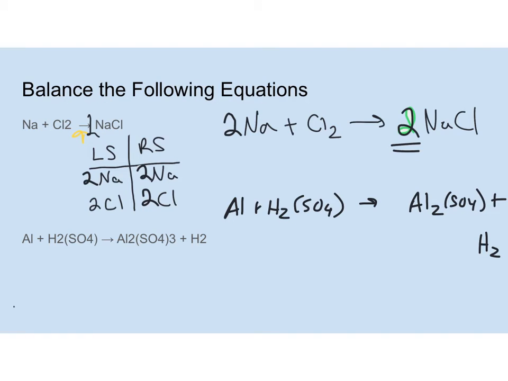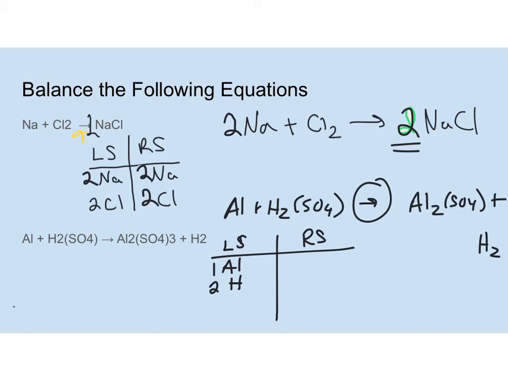Okay. Now, we want to try and balance this. We're going to do the same kind of thing. We're going to do left side and right side. So I take a look at my arrow, and everything on the left side, I've got one aluminum, I've got two hydrogens, and this is what I mean by keeping the polyatomics together. I'm going to keep this whole thing together, one SO4.